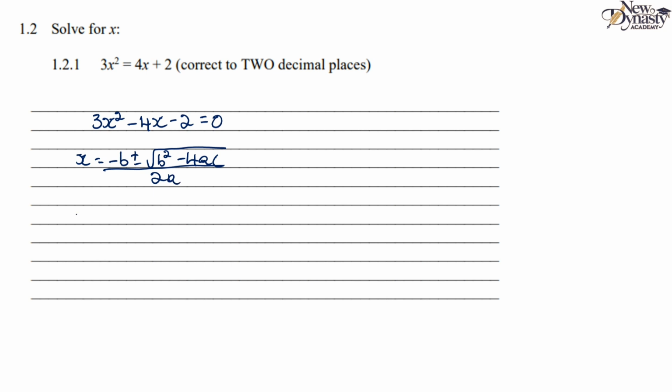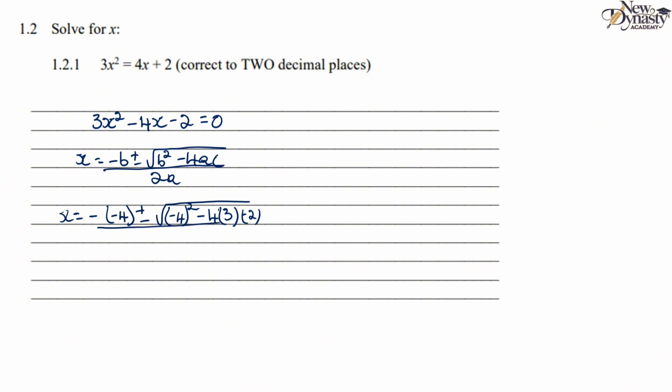Then you go on and put everything in by substituting. So your b is -4, but remember the negative sign, so your b is -4. Do not forget the negative. Don't only take the number, take the number together with its sign. Then that is plus minus the square root of -4 squared minus 4, your a value is 3 and your c value is -2.